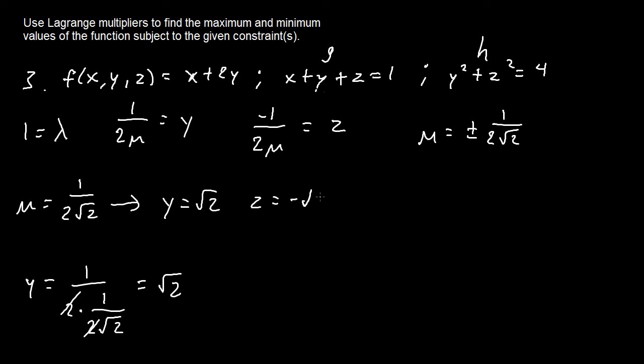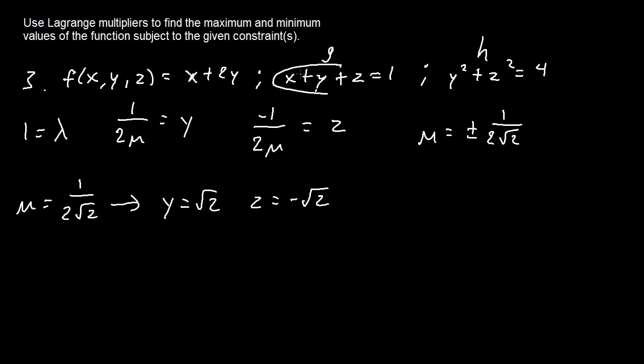So now in order to solve for x, we need to go to the g equation, the g constraint here, and then we can solve for x. So x plus y, which is square root of 2, plus z, which is negative square root of 2, equals 1. Those will cancel out, so x will equal 1. So that's going to be our x value. So in coordinate form here, it's going to be 1 comma y, which is square root of 2, comma z, negative square root of 2.